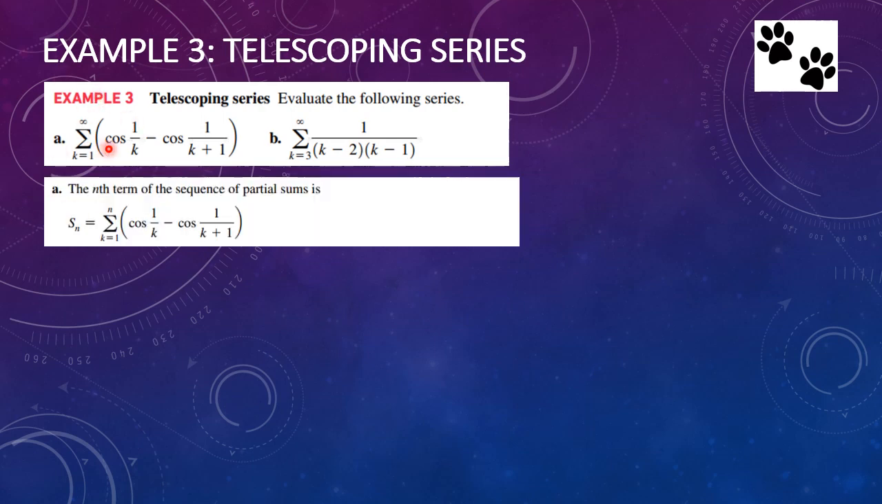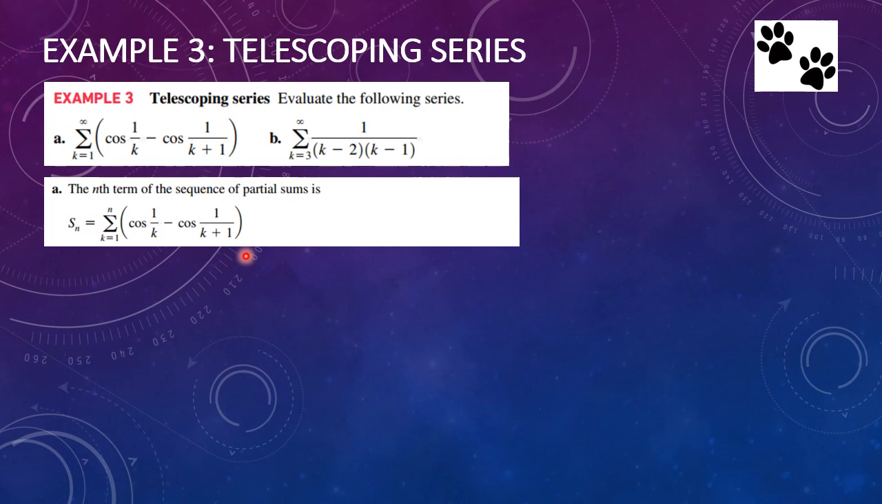So the nth term of this first sequence of partial sums would be the sum from k equals 1 to n of cosine 1 over k minus cosine 1 over k plus 1. Not a big deal. What we're going to want to do is look at some of the first members of this and get a sense of what's happening. Remember that with telescoping series, a lot of things cancel out.